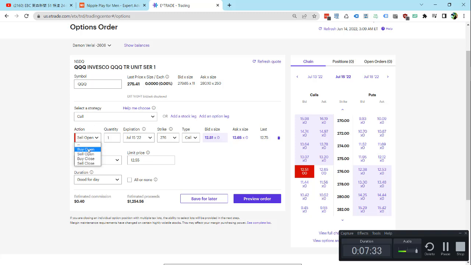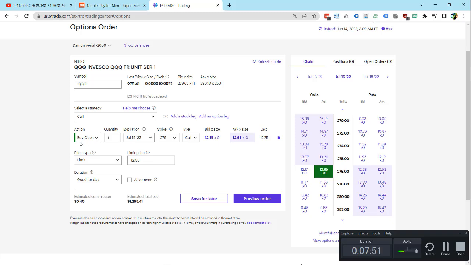If you have already bought to open a call option and then you sell to open a call option, what you're going to see in your account is a short call option and a long call option next to each other. You don't want that. You want to close your trade, right? So you bought to open. What you want to do is the exact opposite.